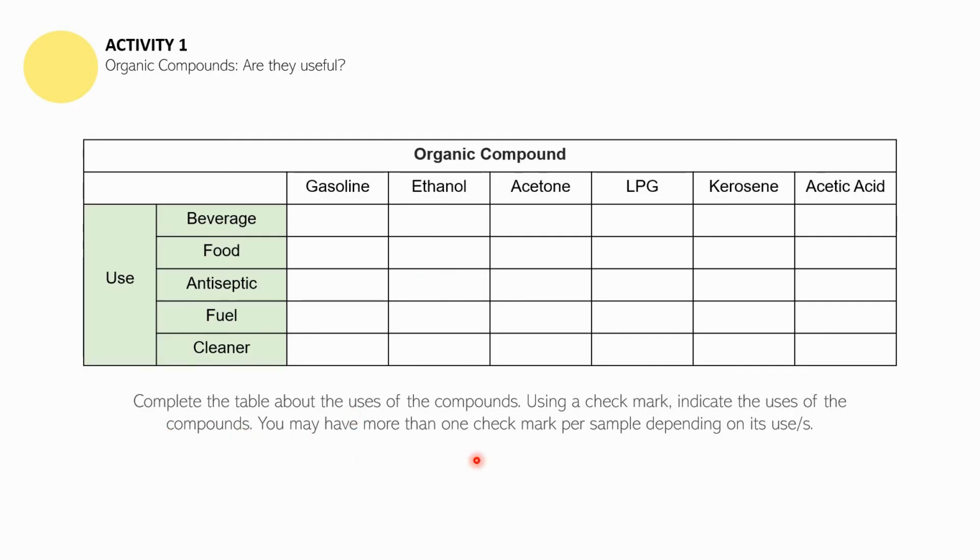So you have to complete a table about the uses of the compounds. So you have to put a check mark that indicates the use of the compounds. You may have more than one check mark per sample depending on its use. Halimbawa, LPG, if you think it's for beverage and food, then put 2 check marks on it, okay, in that column.